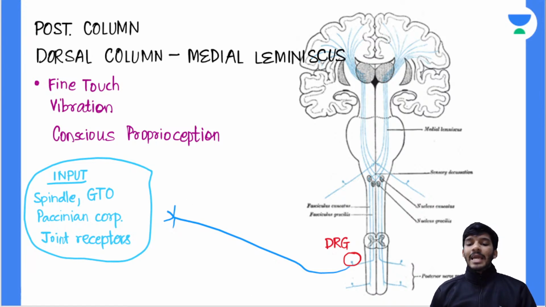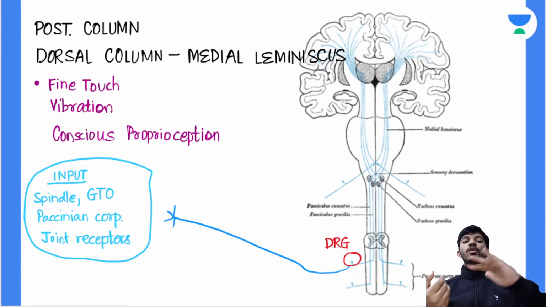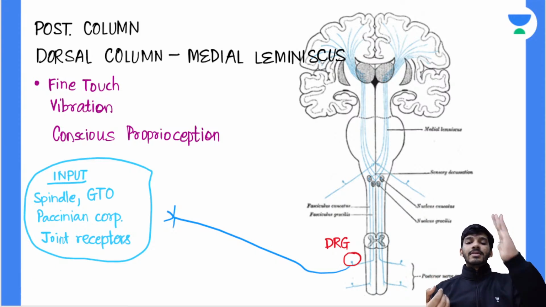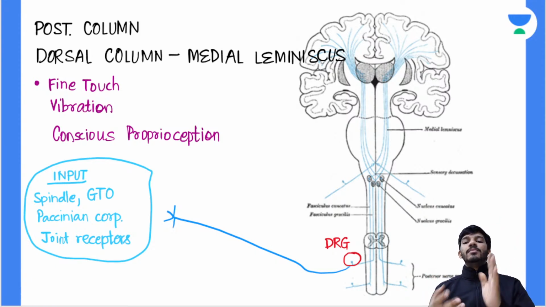So after some time, it is going to ascend, and of course, the synapse will have to occur at a nucleus. In the lower extremity, it forms the gracile fasciculus, and as you keep going above, more fibers are added to it on the lateral side. As you come to the upper extremity, another separate fasciculus is formed called the fasciculus cuneatus.